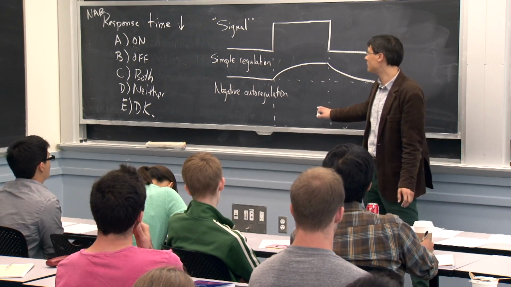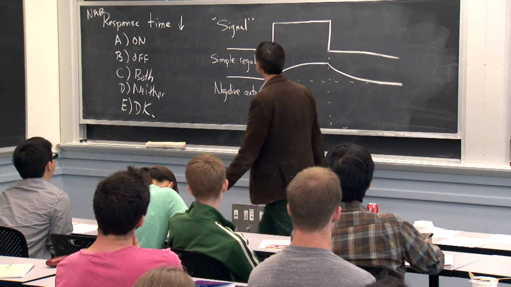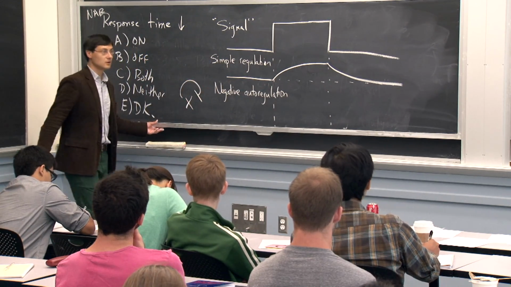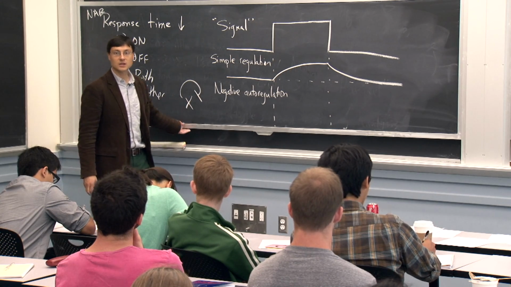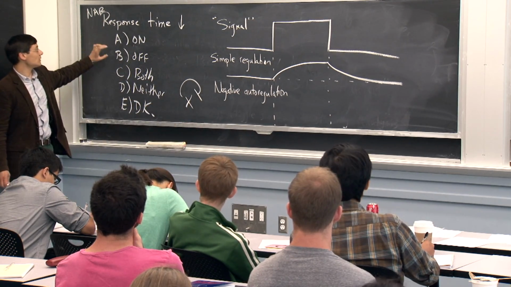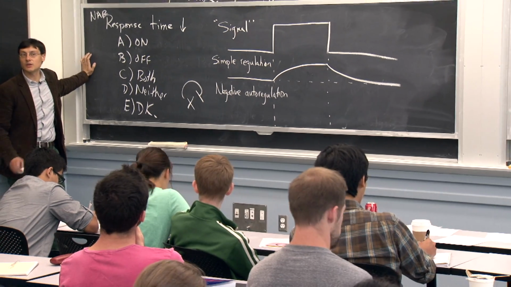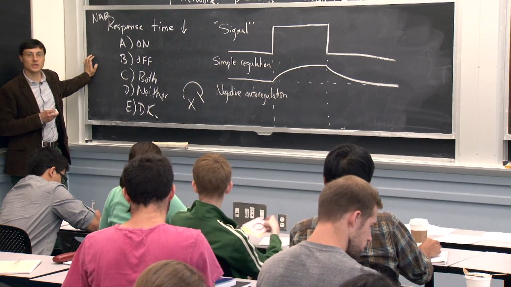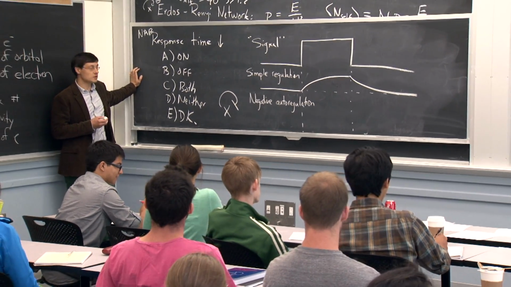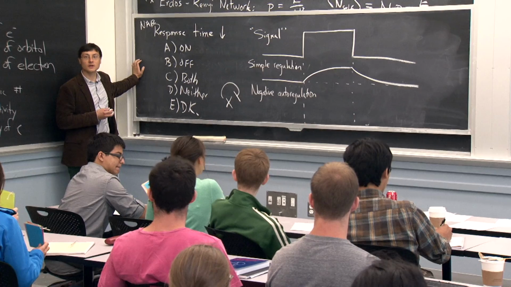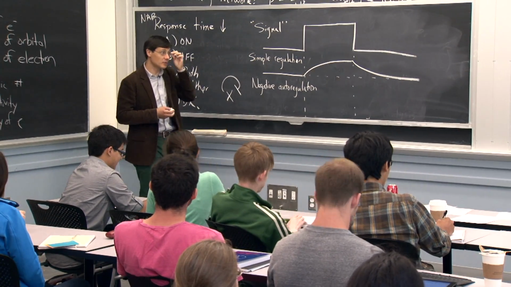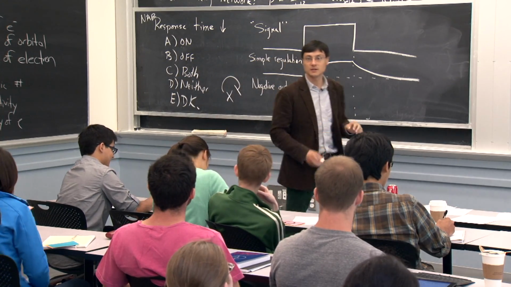The question is, if you have negative autoregulation, in this case, once again, you have X that is repressing itself. What is it that it's going to do? Is it going to affect the on time, off time, or both? Let's just see where we are. Ready? 3, 2, 1. Okay, it's interesting. We're moving towards C, it seems. So can somebody give me an explanation for C?